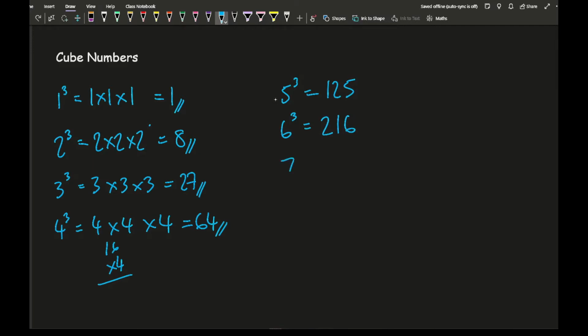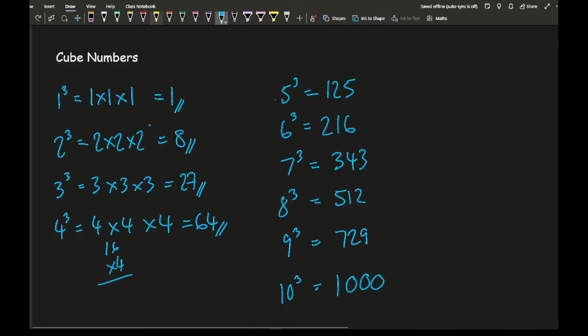Then obviously you can learn what 7 cubed is, what 8 cubed is, what 9 cubed is, and then 10 cubed, which is going to be 10 times 10, which is 100, times that by 10. What do we get? Well, we get 1000. And 7 cubed is 343. 8 cubed is 512, and 9 cubed is 729.